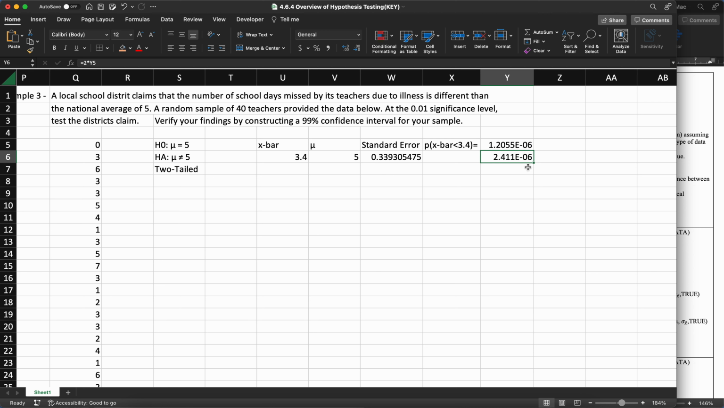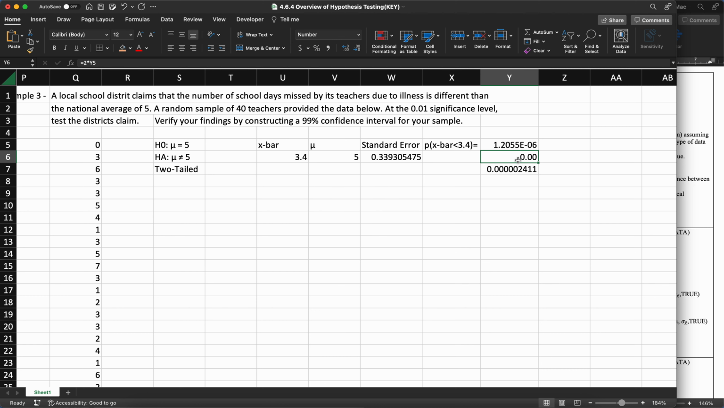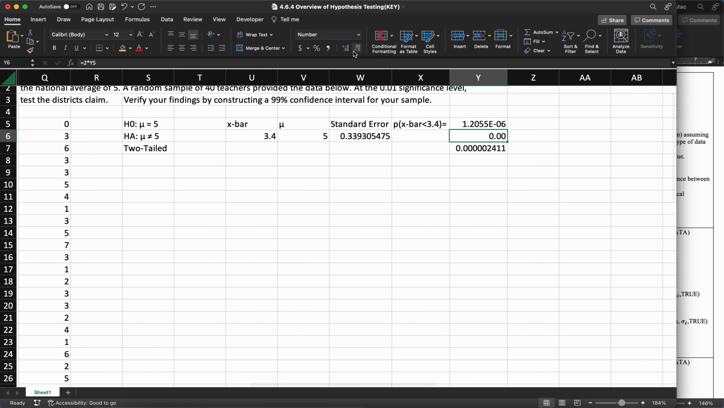This is the same thing as 0.00002411. That's what this value means. Can I write this not in scientific notation? Maybe if I write it, oh, that's not doing it. I don't know how to get this. Oh, that didn't work. There we go. You can see it came out to the same value.